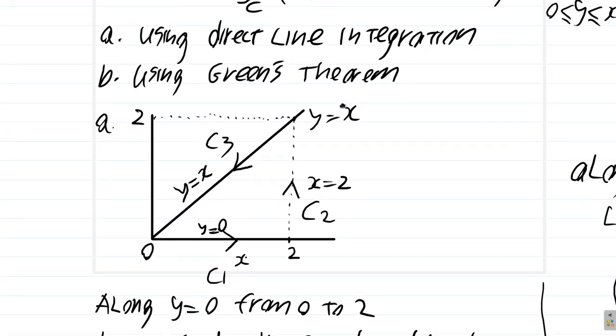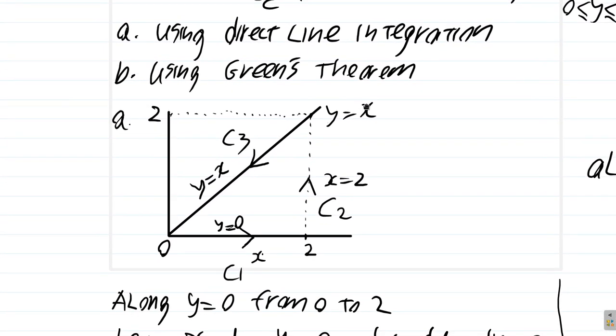Now, having done that, I want you to pause the video and then work out part B. Do it using Green's theorem. We're going to look at it together in the next video. But watch that video only when you are finished, and you're supposed to get the same answer, negative 24 over 5.